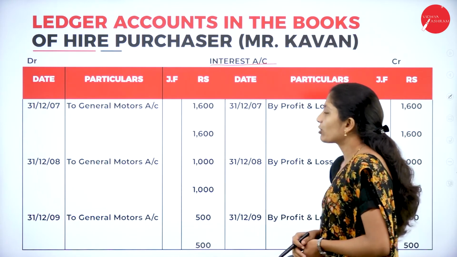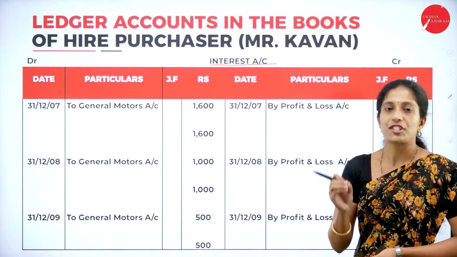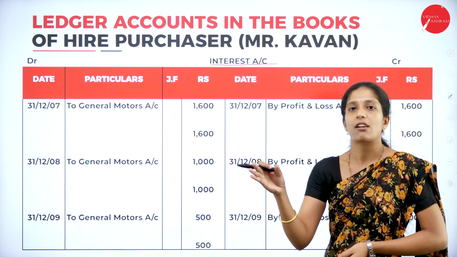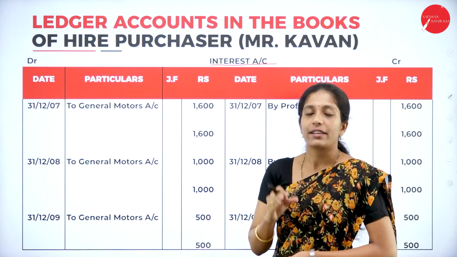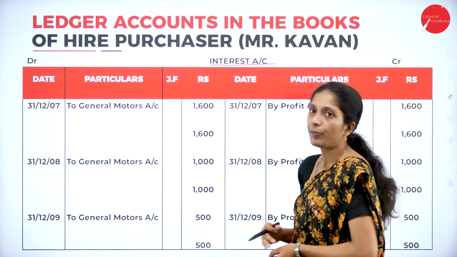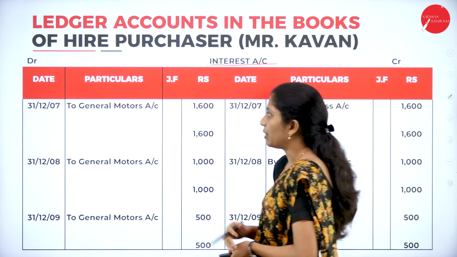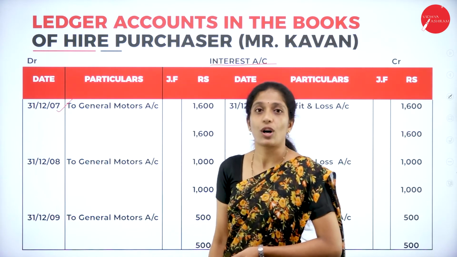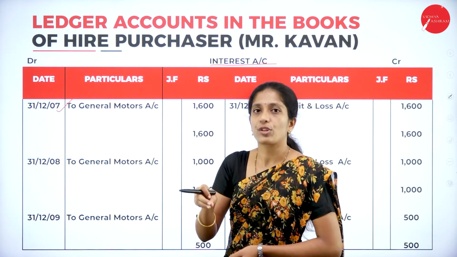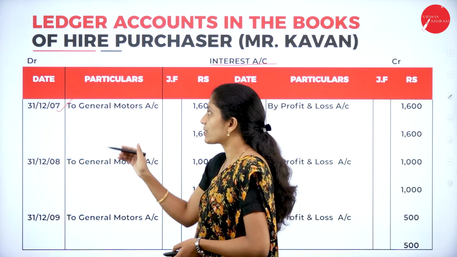So coming to the first year. This interest due as well as transfer to profit and loss account takes place at the end of the financial year. So what is the entry? Interest account debit to hire seller account. Now at the end of 2007. So your first year is what? 2007. End of 2007 is 31st/12/07.